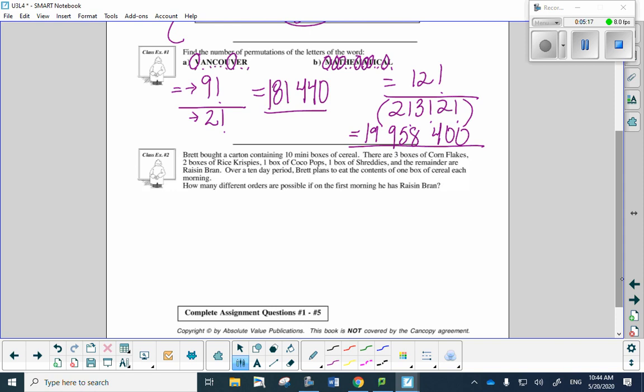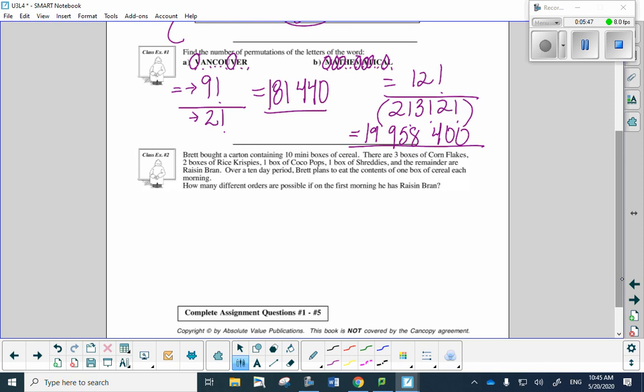Okay? So this example says Brett bought a carton containing 10 mini boxes of cereal. There are 3 boxes of cornflakes, 2 boxes of Rice Krispies, 1 box of Cocoa Pops, 1 box of Shreddies, and the remainder are Raisin Bran. It says over a 10-day period, Brett plans to eat the contents of 1 box of cereal each morning. How many different orders are possible if on the first morning he has Raisin Bran?